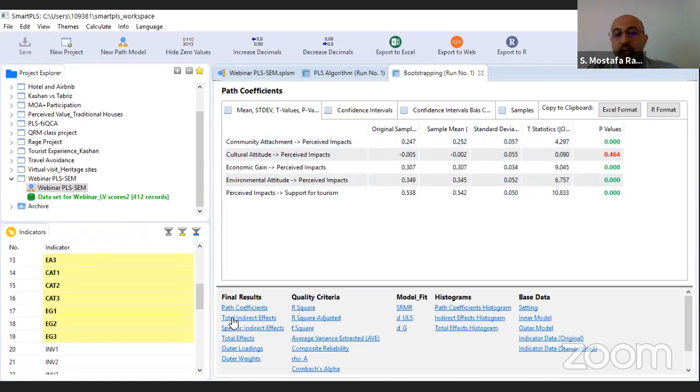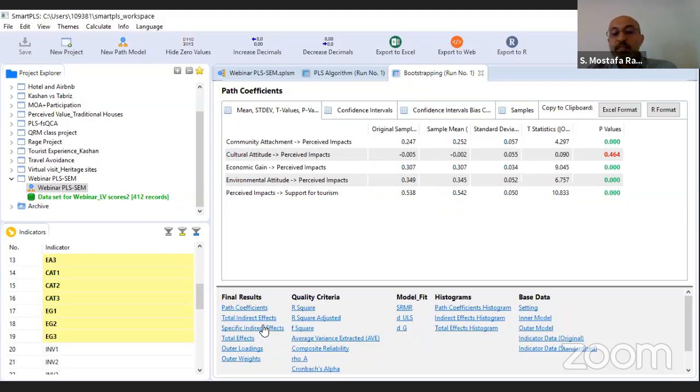Okay. You need to click on indirect effect. Here is for path coefficient. You need to click on indirect effect. But in SmartPLS, we have two options: total indirect effect and specific indirect effect. It is for situations where between IV and DV we have more than one variable, more than one mediator. If we have more than one mediator, we need to click on specific indirect. But if we have only one mediator between IV and DV, the result in total indirect effect and specific indirect effect will be the same, right?